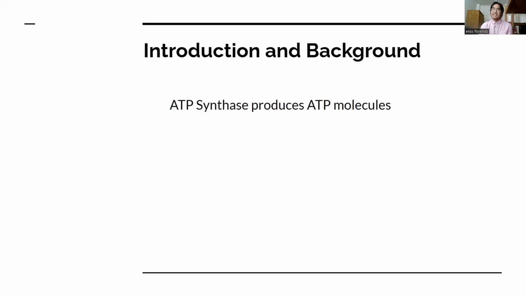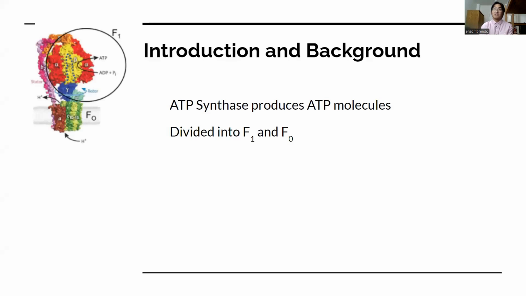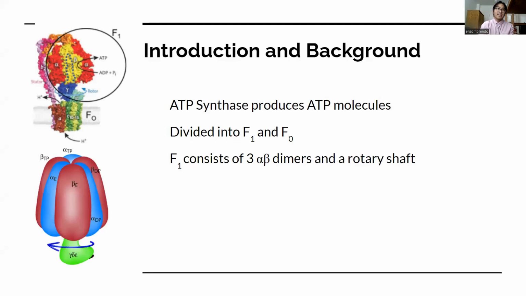ATP synthase is the enzyme in each and every cell which produces ATP molecules. ATP stands for adenosine triphosphate, and it essentially serves as the energy and fuel of your cells. The enzyme itself is divided into two main sections. We have F1 and FO, or F0. Those terms are interchangeable. As you can see in the diagram, F1 is a segment that's circled, and FO is everything else. The scope of my research mainly focused on F1, so that's what I will be talking about today. That part consists of 3 alpha beta dimers and a rotary shaft, which is the gamma unit in green, as we can see from the bottom diagram.